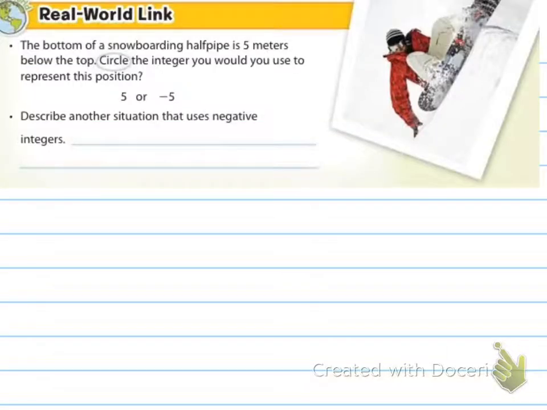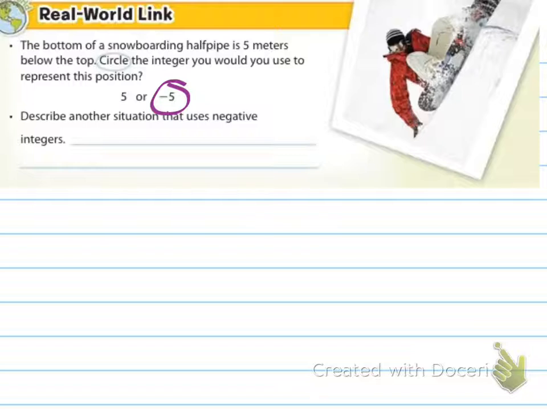The first thing we're going to look at is our real-world link, and it says the bottom of the snowboarding half pipe is 5 meters below the top. And that makes sense. Circle the integer that you would use to represent its position. Now, -5 is what we would be talking about because it's below the top, and so at a negative position.